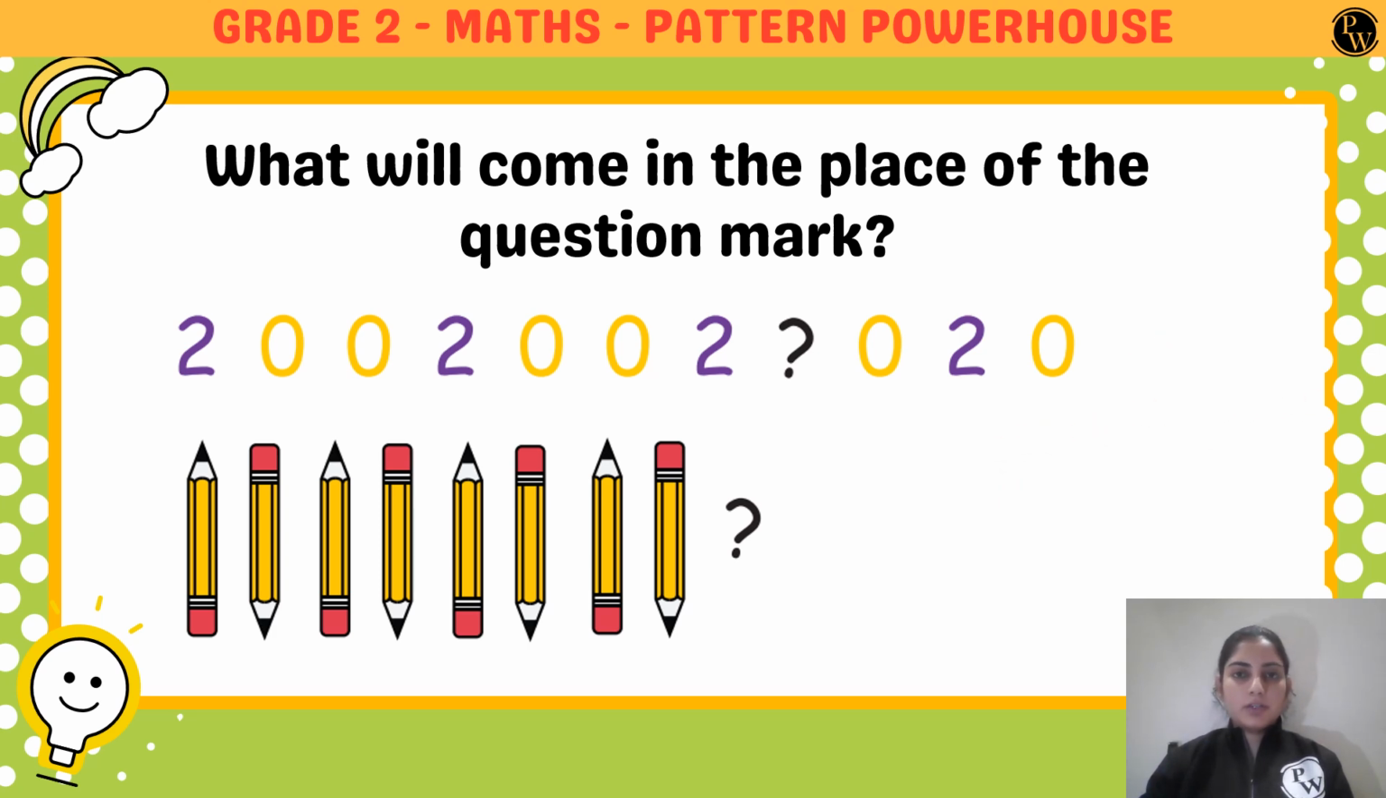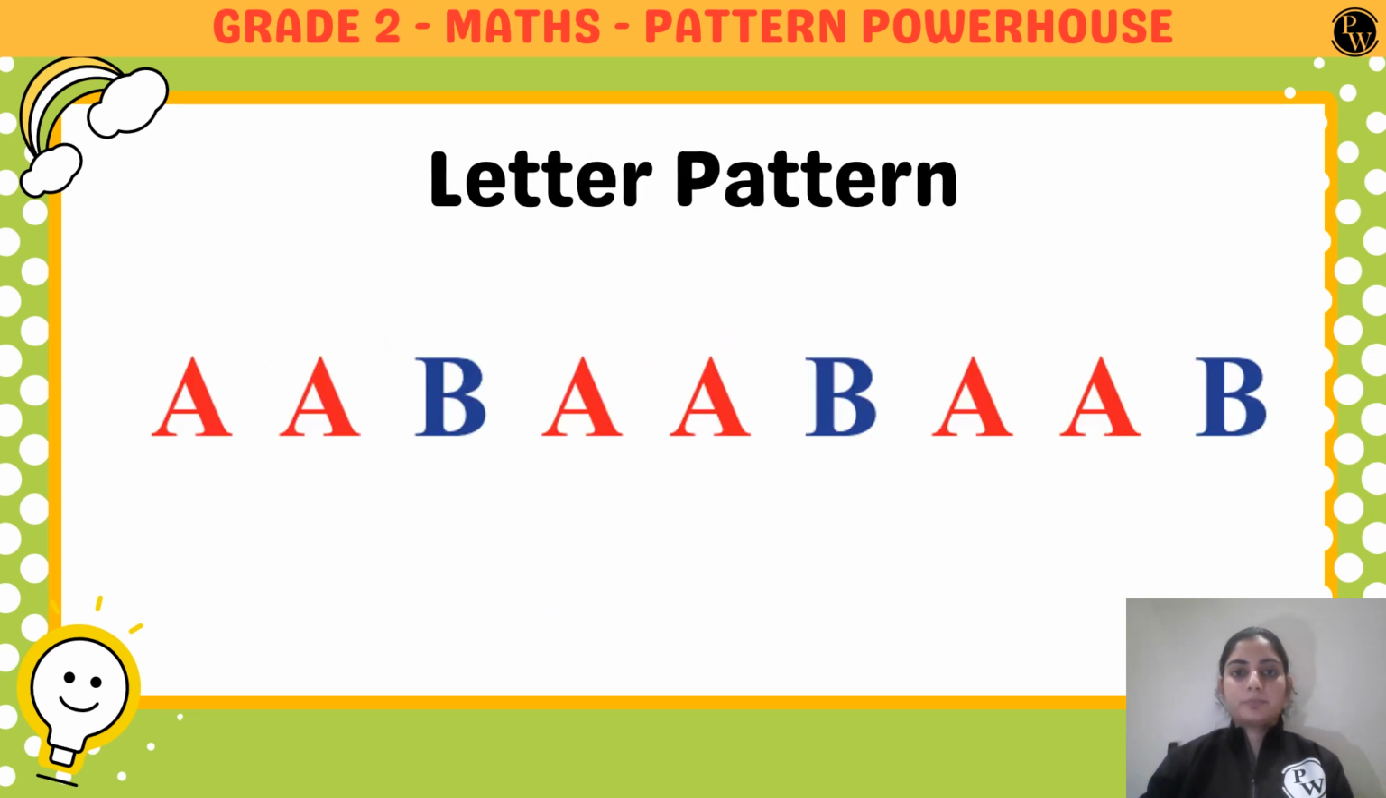Now we have understood what is a number pattern and what is a picture pattern. Let's move further to understand letter pattern. Here we have the letter A repeated twice, then a letter B, and then again the same is being repeated here. That is AAB, AAB, AAB. So it is forming a letter pattern.